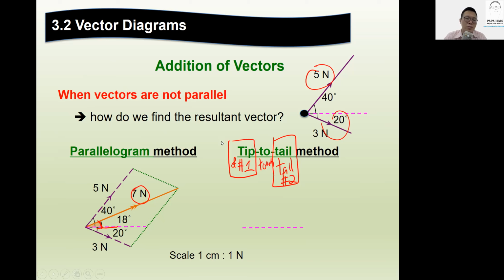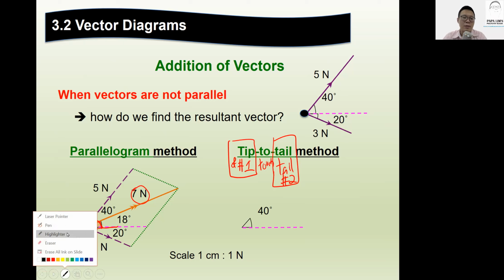Of course, before we do this, we must decide which is the first force. Normally I'll choose the one that's slightly easier to draw and easier to measure. There's no restriction whether you want the 3 Newton to be the first force or the 5 Newton to be the first force. But no matter what, the orientation must remain the same. For example, if 3 Newton is 20 degrees below the horizon, it must stay that way. 5 Newton is 40 degrees from the horizon, it also must stay that way.